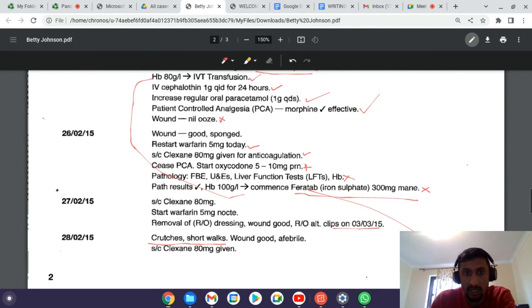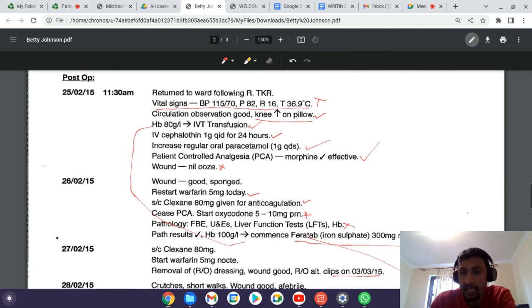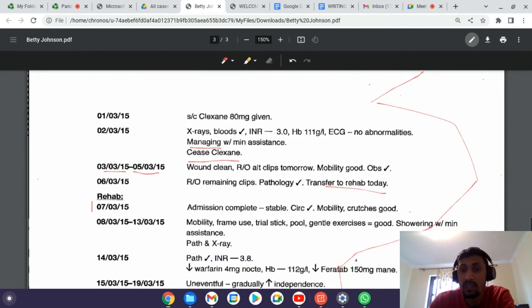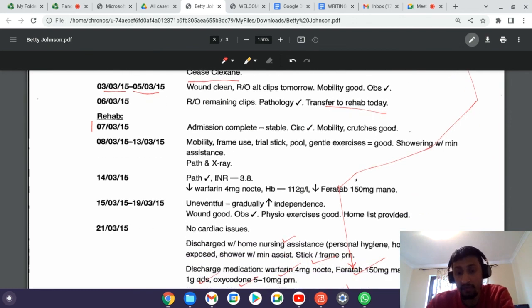The patient's condition was like this, and the patient's HB was initially 80 grams per liter, and a transfusion was done. But later the transfusion was stopped, and HB improved to 100 grams per liter and Ferritab 300 milligrams in the morning was commenced. Later, on this particular date, it was decreased to 150 milligrams, which needs to be continued after the discharge. So it needs to be continued.